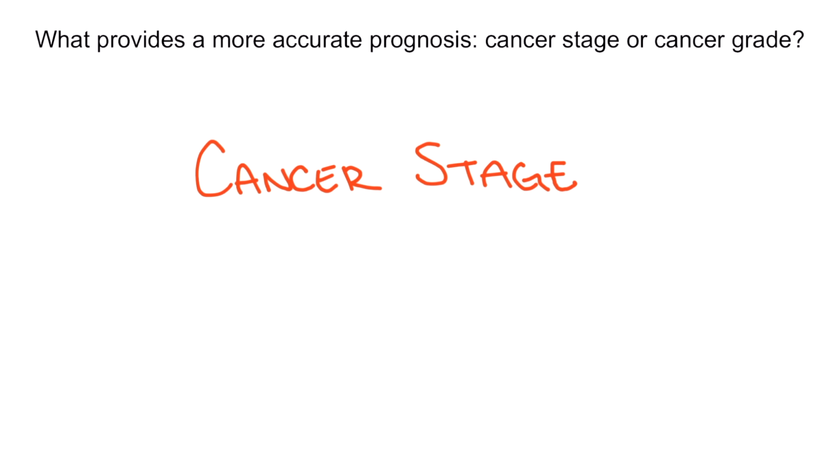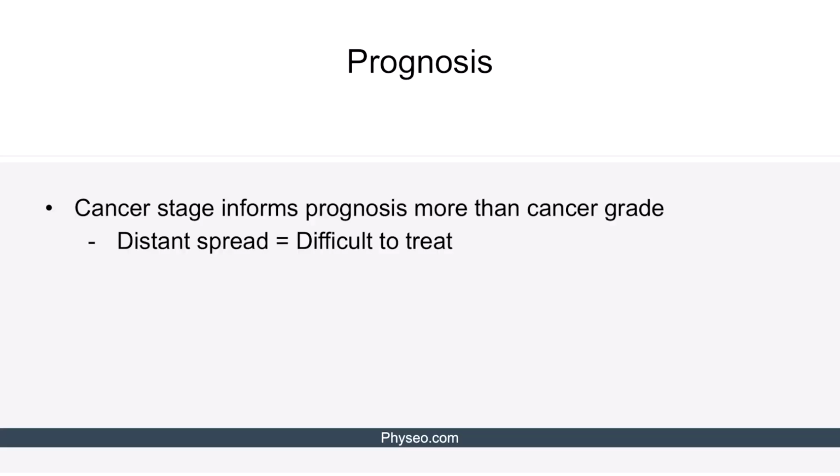Now, cancer grade, on the other hand, characterizes the appearance of the cells under the microscope, but it doesn't tell you how far it's gone throughout the body. And that brings us to our last point. Cancer stage informs prognosis more than grade. Now, keep in mind that a high grade can worsen the prognosis, but it's not as important.